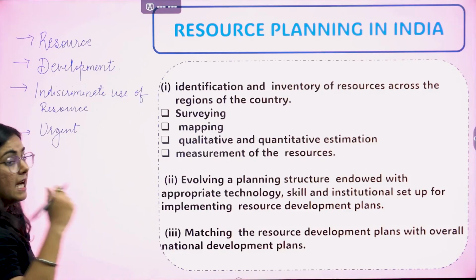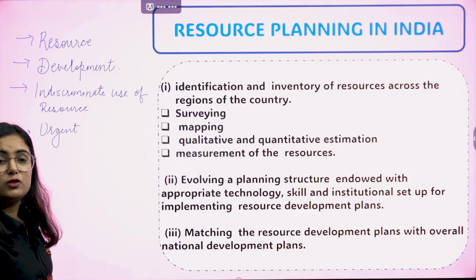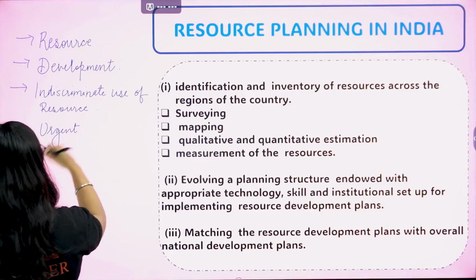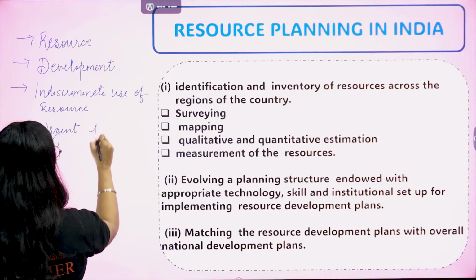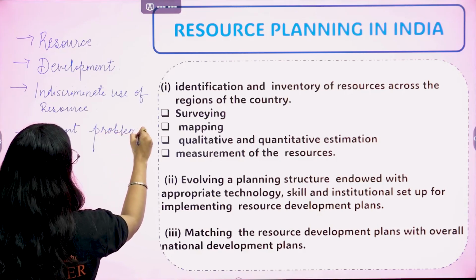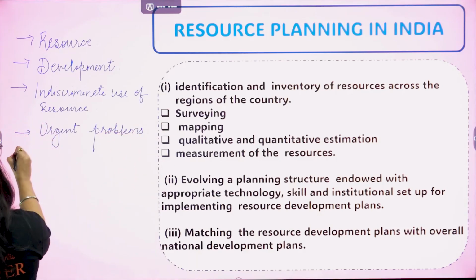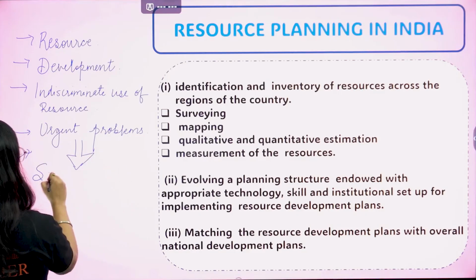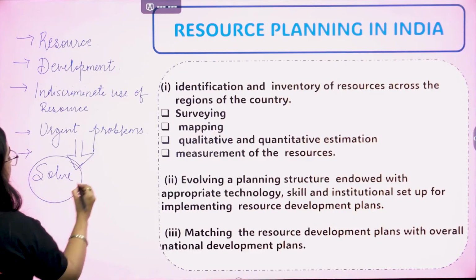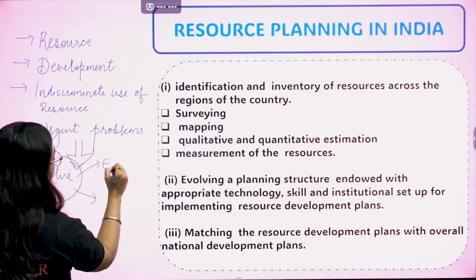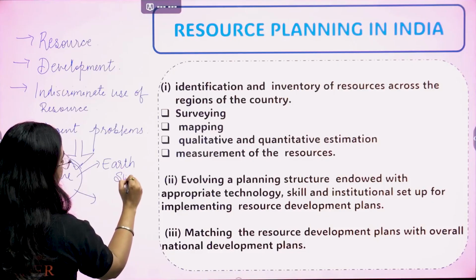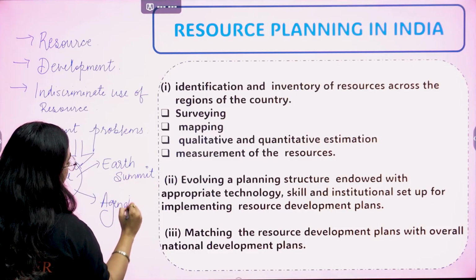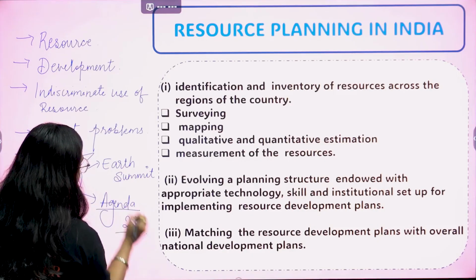See the story. Consider SST as a story, beta. It is such an interesting subject if you are just linking the events. So they have urgent problems. Moving ahead, will we not be able to solve this? Yes, we are going to solve this problem. How? At the global level, we conducted an Earth Summit. And in that Earth Summit, we adopted an agenda, that is Agenda 21.